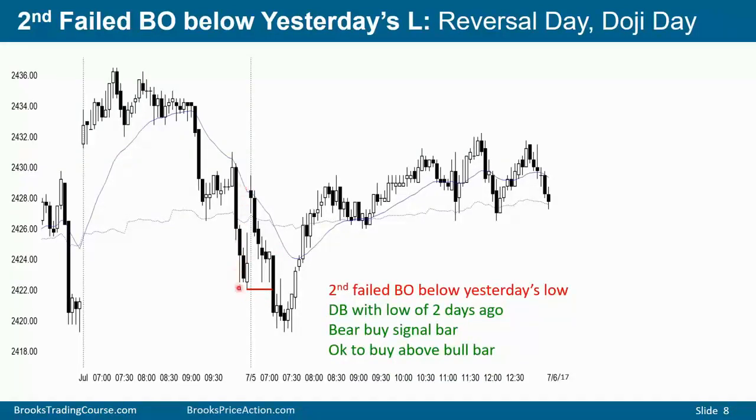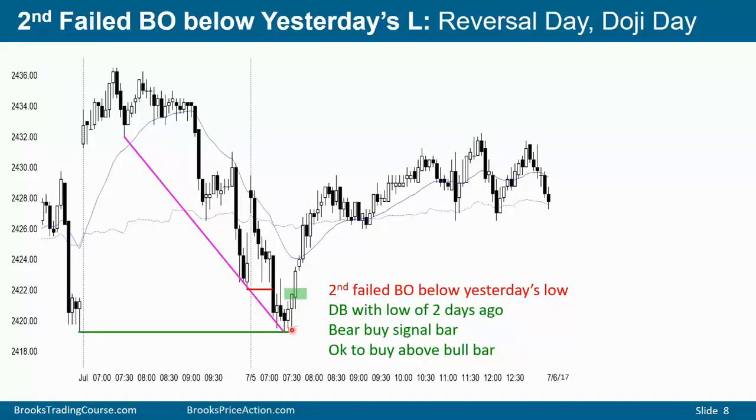Today opened up above yesterday's low and then sold off immediately and fell below yesterday's low and reversed up above a bull bar. Tail on top, fairly prominent body. It's an okay buy, but a lot of traders would rather get a better looking buy or a second entry buy. Second entry buy was above this bear bar, not great, or above this bull bar, better. So that's a higher probability buy.